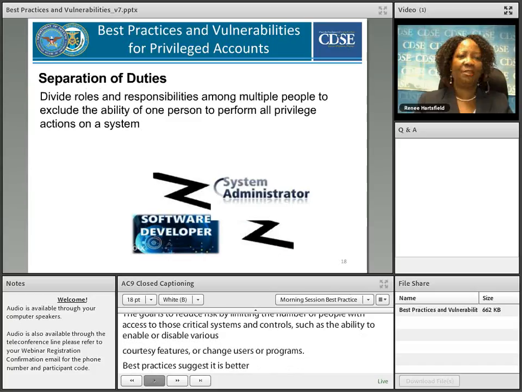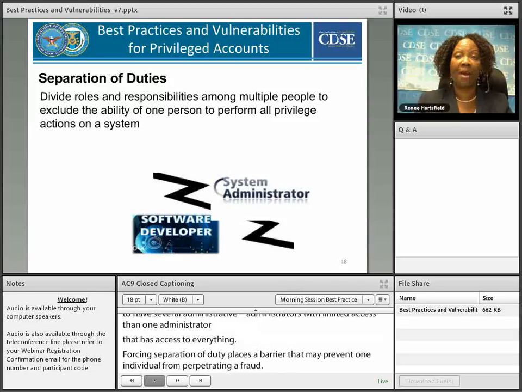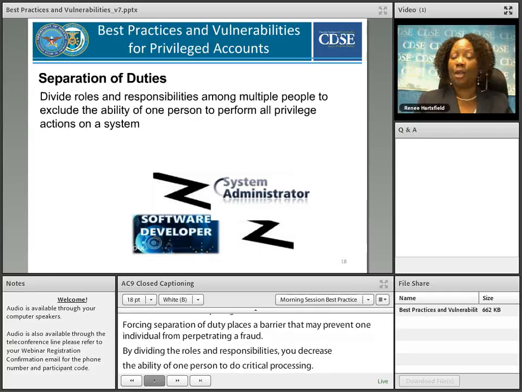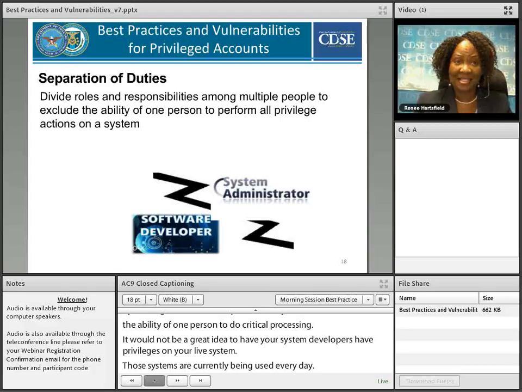Enforcing separation of duty places a barrier that may prevent one individual from perpetrating a fraud. By dividing the roles and responsibilities, you decrease the ability of one person to subvert critical processes. For instance, it would not be a great idea to have your system developers have admin privileges on your live systems. That is, those systems that are currently being used every day. There would be no checks and balances as to whether a half-developed system that has not passed testing in a testing environment is actually being placed on the live network.